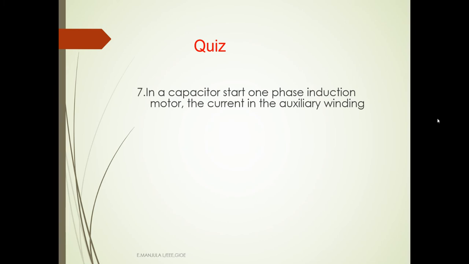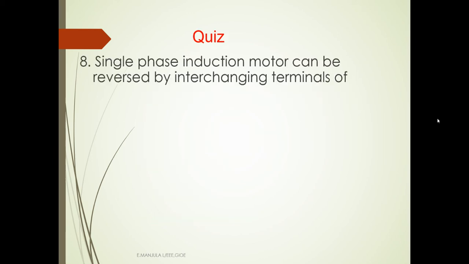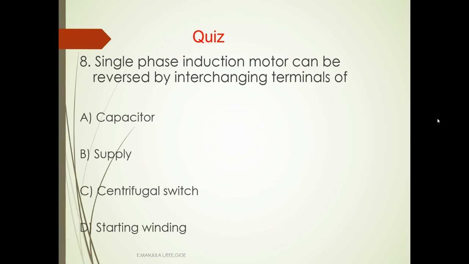In a capacitor start single phase induction motor, the current in the auxiliary winding lags the current Im in the main winding, is in phase with Im, leads Im by 90 degrees, or leads Im by almost 80 degrees. A single phase induction motor can be reversed by interchanging either the starting winding or the auxiliary winding supply connections.